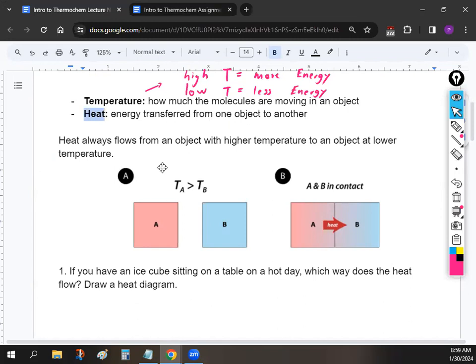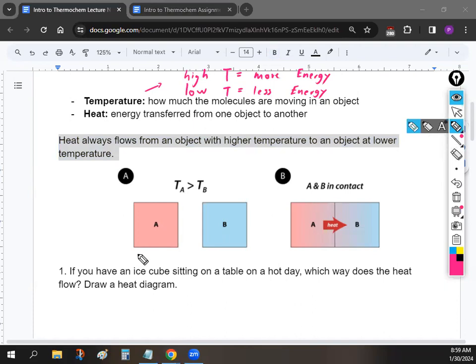Now, this part you do need to write down. Heat always goes from something that is a higher temperature to something that is a lower temperature, okay? So basically, the hotter object gives energy to the colder object. Okay, so whatever is hotter, if it touches something that's cooler, it gives thermal energy, it gives energy to that. And that's what we call heat. It's when energy goes from something to another thing. Okay.